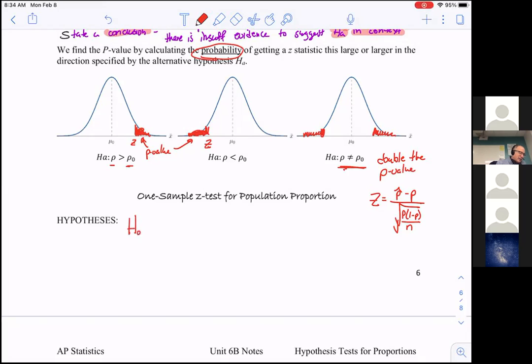We've also talked about our null hypothesis. Again, it is going to be p equals some number. Your alternate hypothesis is going to be a greater than statement. It's going to be a less than statement.